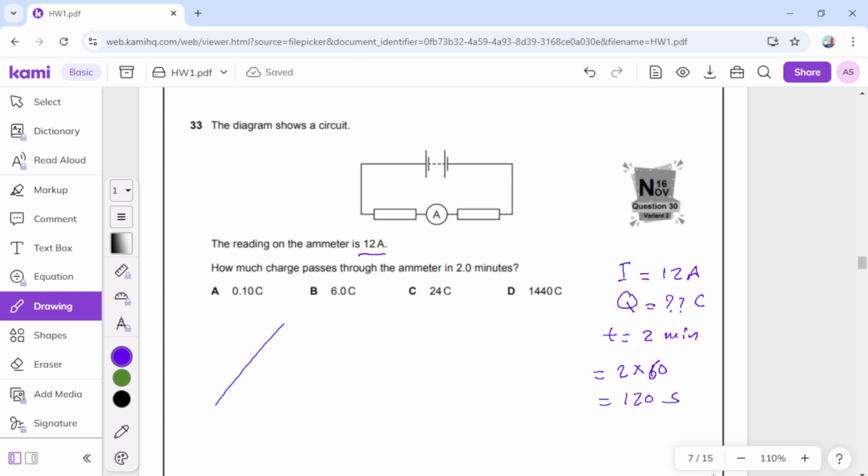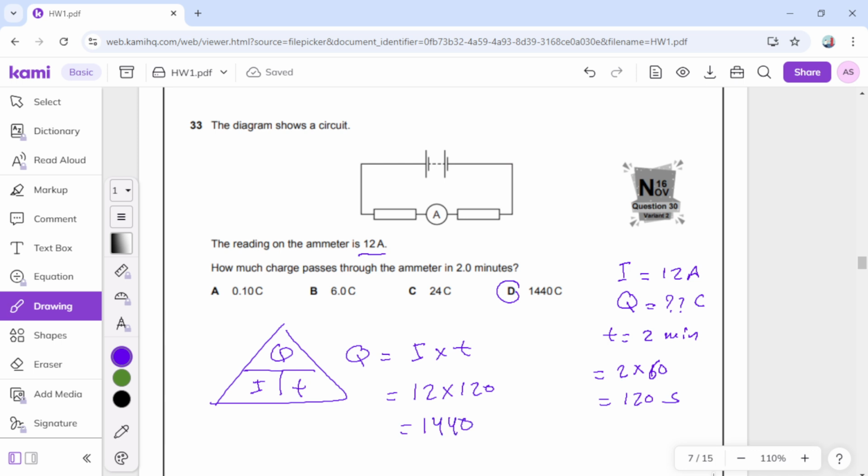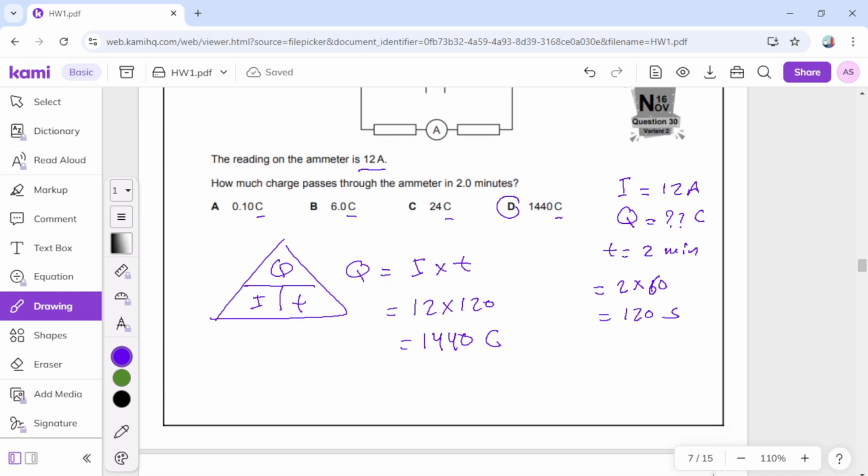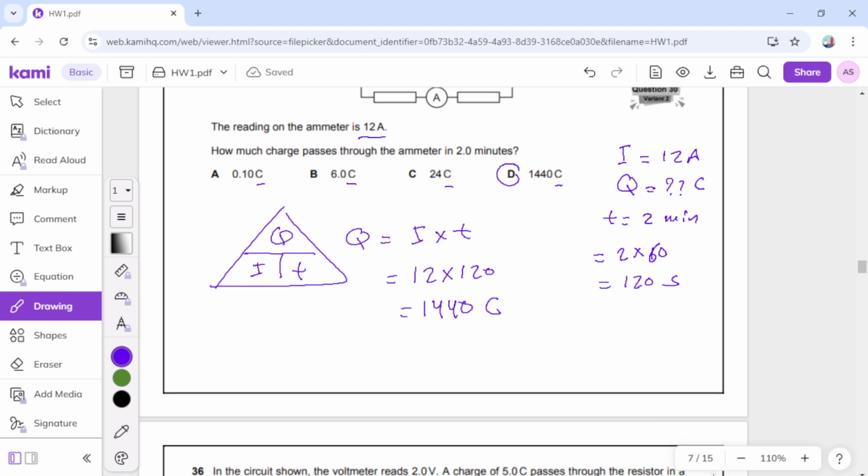Now, what is the triangle? Q, I, T. We want charge Q, so it will be I multiply T. I is 12, T is 120. So it will be D, 1440. The unit is coulomb. And you have to be sure everything is in the same unit, because sometimes he will tell you 1440 coulomb, 1440 amps, for example. So you have to be sure your answer is in coulomb.